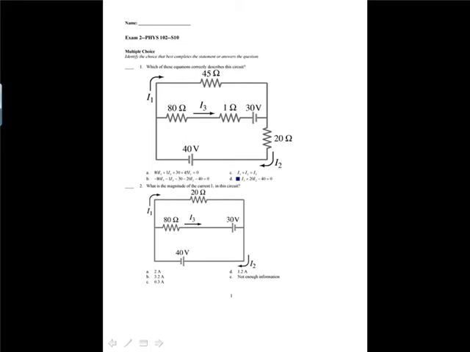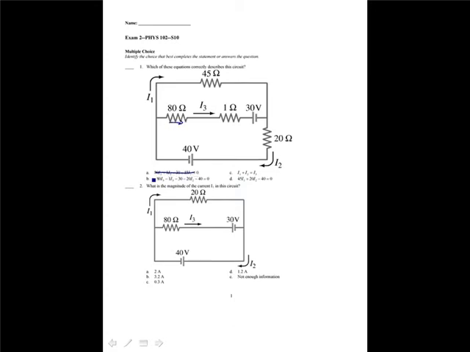Okay, this is exam 2 for physics 102. In this first problem it asks which of these equations correctly describes the circuit. We just want to start with the first one. It says 80 plus 80I3 plus 1I3. Alright, that one's wrong because the 80 should be negative because you're going with the current along this branch right here.